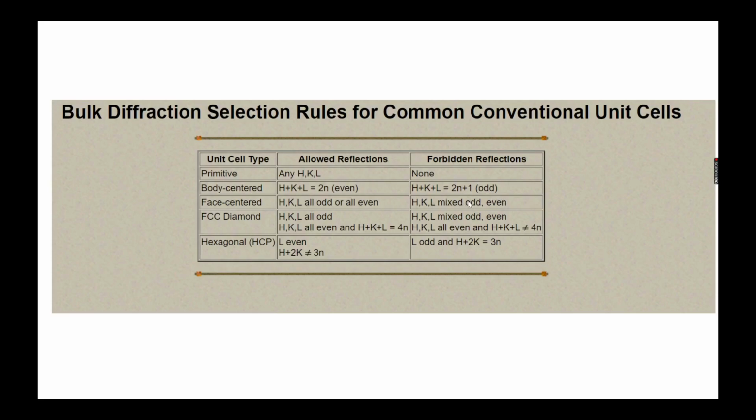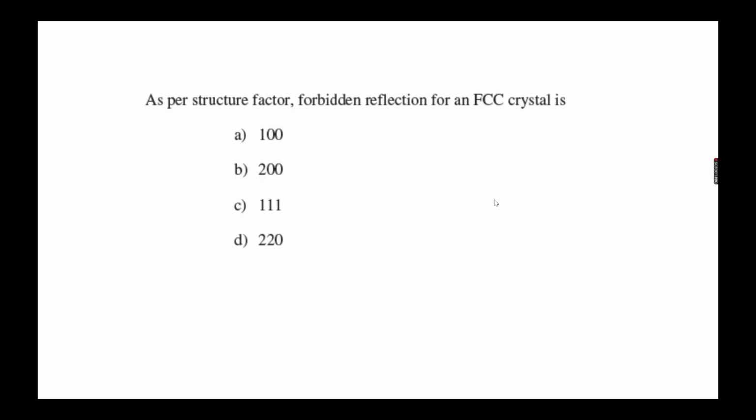What you were saying was that the HKL should be all odd or all even for the FCC. But this is for the allowed reflection. For the forbidden reflection, it should be mixed odd even. So from here you can see this is all odd, this is all odd, this is all even, this is all even, this is all odd. So what you can see which is mixed?